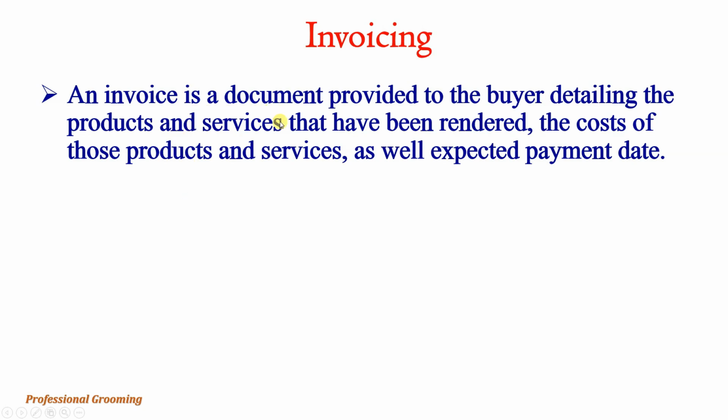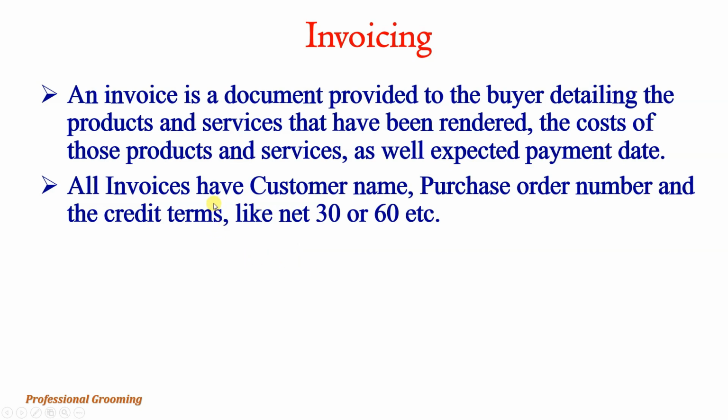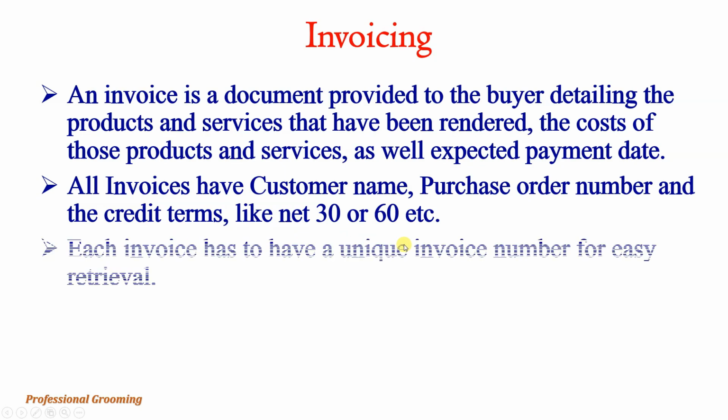So the next is invoicing. An invoice is a document provided to the buyer detailing the products and services that have been rendered. The cost of those products and services as well as the expected payment date should be mentioned on the invoice. All invoices have the customer name, purchase order number, and the credit terms like net 30 or 60 days. Each invoice has to have a unique invoice number for easy retrieval.